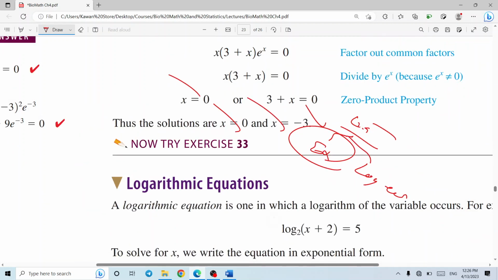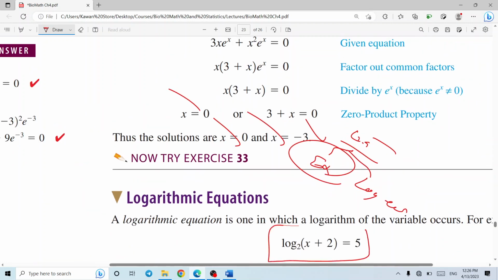Now, how about logarithmic equations? How do we solve this one? You can see we have 2 things, log and, kindly come to here. Muhammad, yes, come to here. So we have log and what? An equality and x. That's why it's called a logarithmic equation. Okay, logarithmic equation. We have a log, x, and equality.